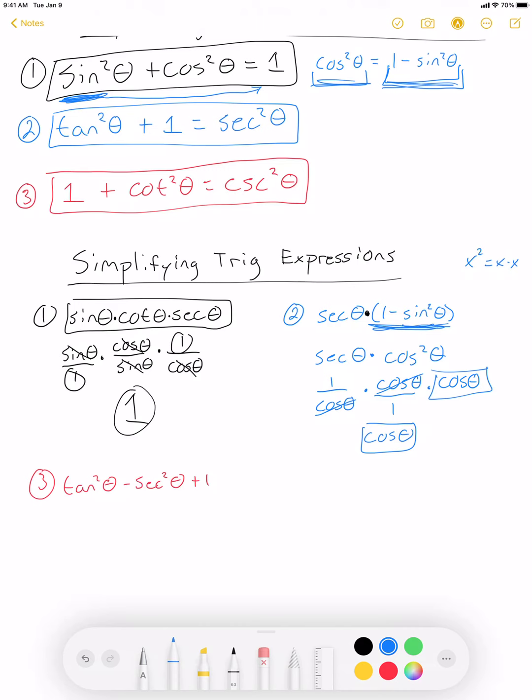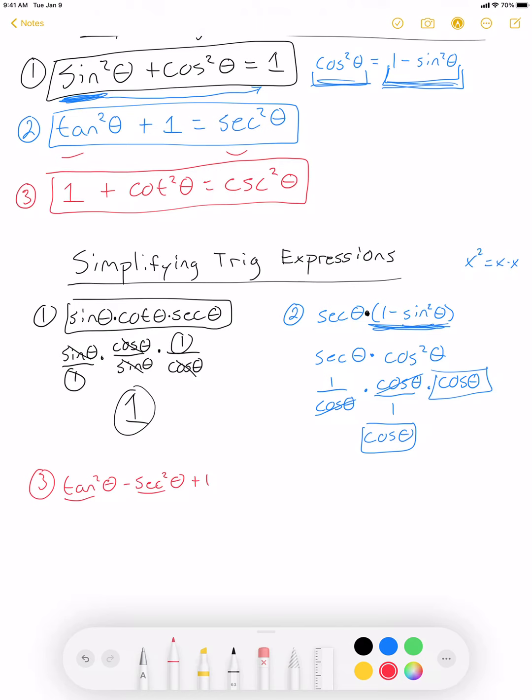Now again, these videos are just an introduction. I can help you more in class, and it'll get a little bit easier with practice. Now, taking a look at number 3, again, anytime I see tangent squared or secant squared, anything squared, I'm thinking about these trig identities. And so as I'm looking, I see, oh, here's tangent squared and here's secant squared. So I'm probably going to use this.